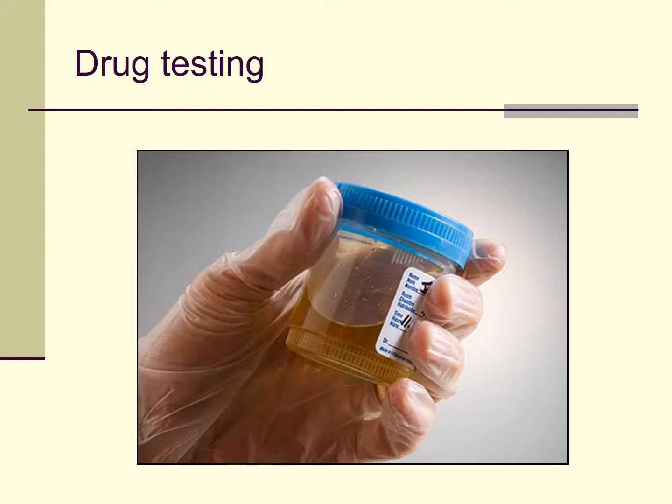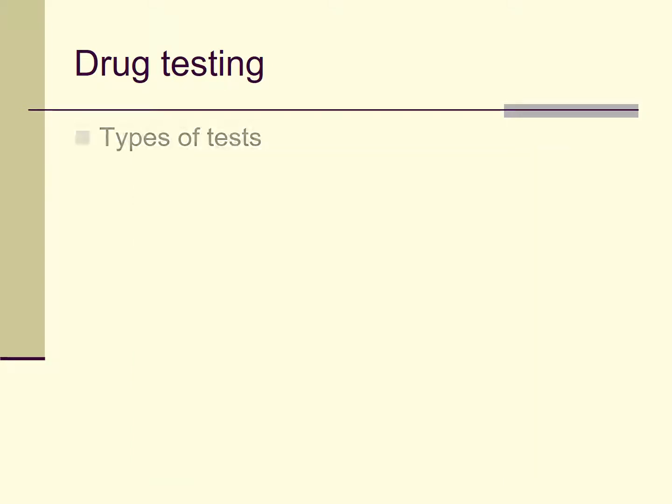Okay, moving on, I just want to finish this lecture by talking a little bit about drug testing. And drug testing has a lot to do with pharmacokinetics. It's applied pharmacokinetics to solve a problem of detecting the presence of drugs in someone's body. And as you may already know, there are different types of drug tests that we can do.